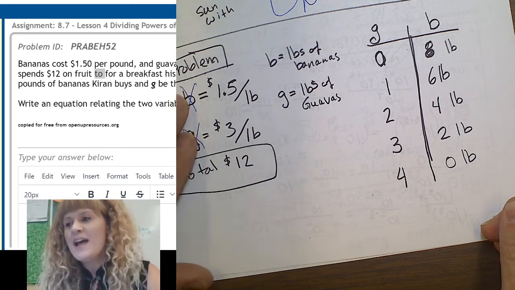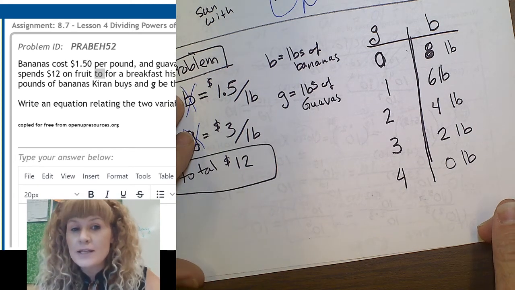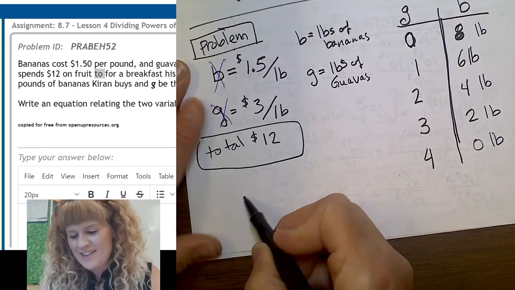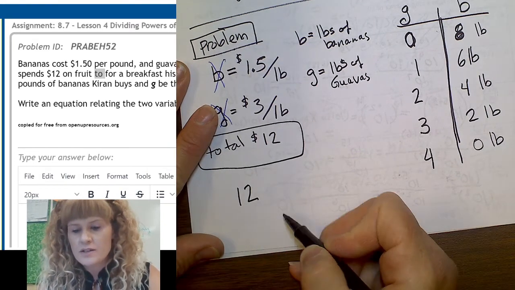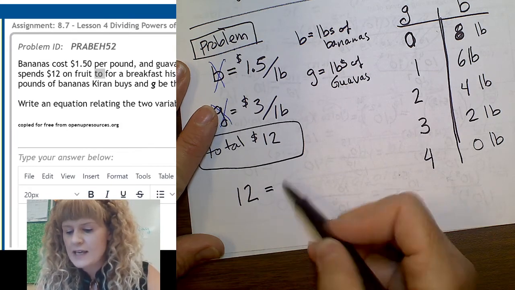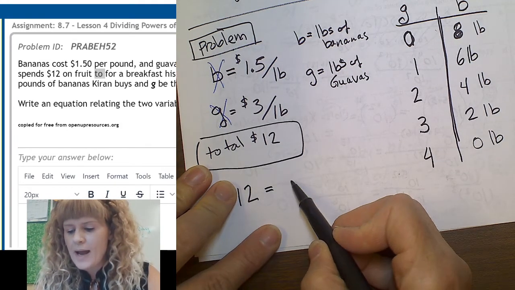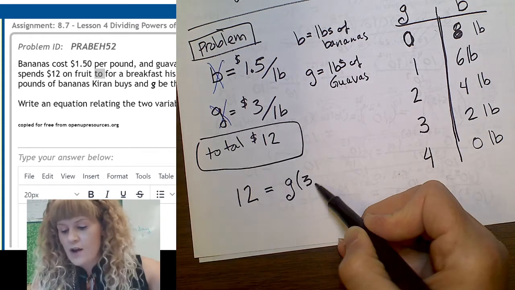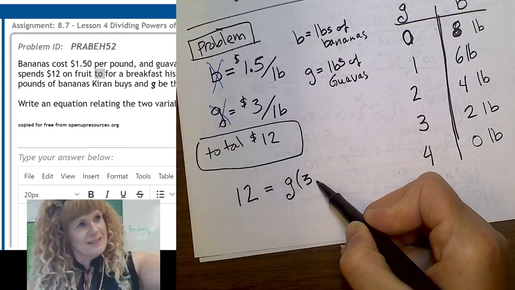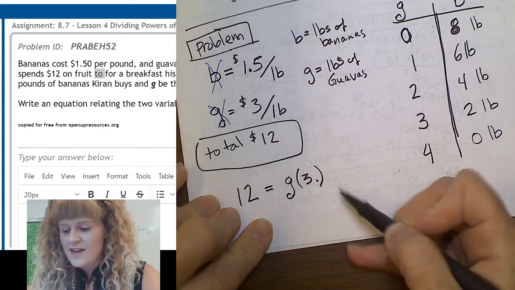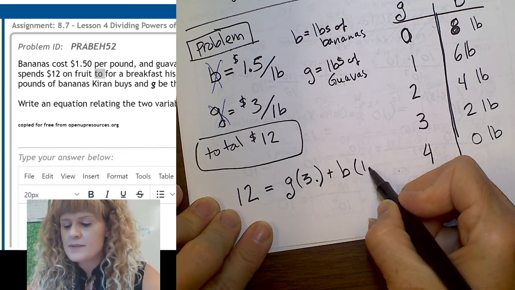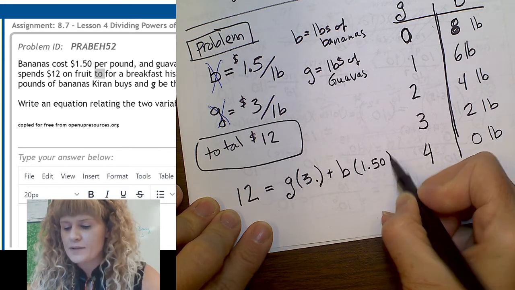You're welcome. They asked you to write an equation. So here, let me do the equation now. We have a total of $12, and that's going to equal the pounds of guava times $3 per pound plus the pounds of bananas times $1.50 per pound.